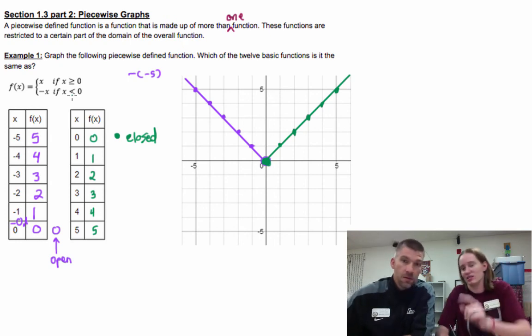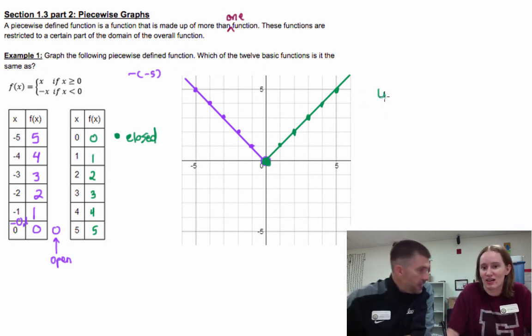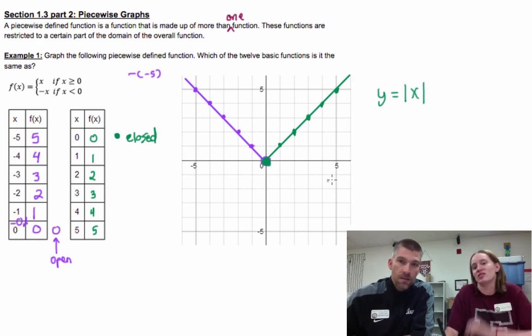And that's it. Actually, did you already say it asks us, which of the 12 basic functions is it the same as? Son of a gun! I've got to start reading these things. This is the same as if we had written one function, y equals the absolute value of x.